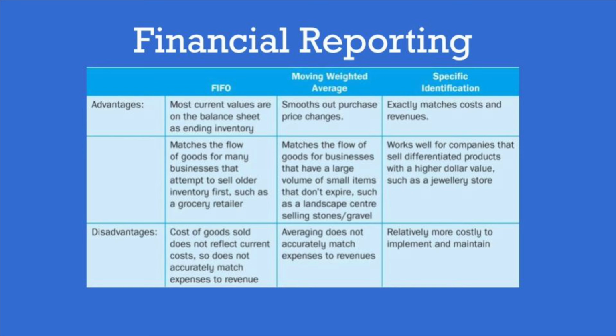In terms of the moving weighted average method, the key advantage is it smooths out purchase price changes, keeps it consistent, and it matches the flow of goods for businesses that have a large volume of small items that don't expire, such as a landscape center selling stones and gravel. So if you don't have an inventory that would depreciate or lose value over time, that would be helpful. And the major disadvantage, though, is that averaging doesn't accurately match the expenses and revenue. That's a fact there. In terms of the specific identification method, it exactly matches costs and revenues. That's its biggest advantage.